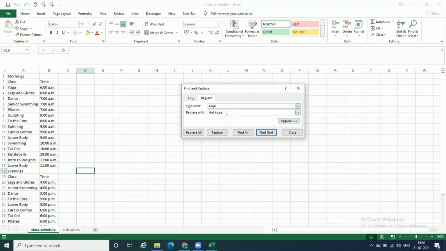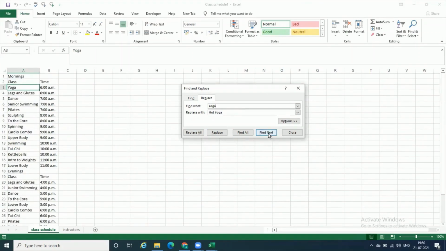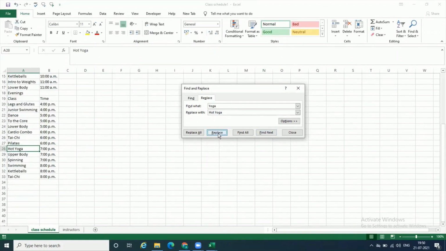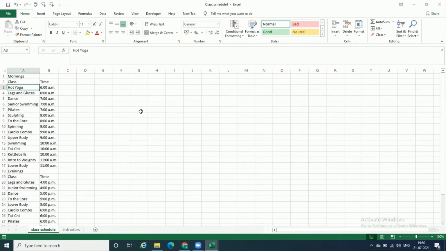Because it tells me only one instance, I will not click find all, or replace or replace all. I will first click find next. When I click find next, it takes me straight away to hot yoga instead of yoga. Now we are in trouble here. Because I did find next thinking that it would take me to yoga, but it brought me to hot yoga. So I do a find next again and it brings me to yoga. And I say replace. So my yoga now has got replaced to hot yoga. See that? Correct?